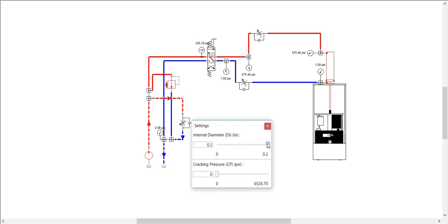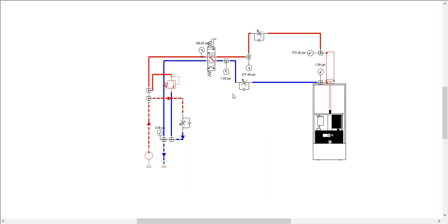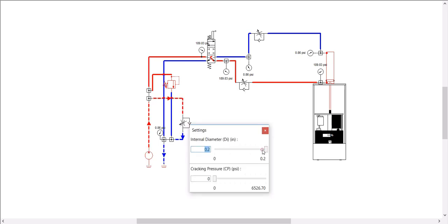With the bypass metering fully open, our circuit does not have sufficient pressure to lift the power unit. As the bypass flow control opening decreases, the available pressure in the circuit increases, giving us the ability to perform work.